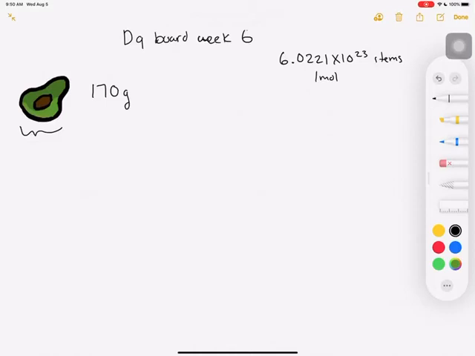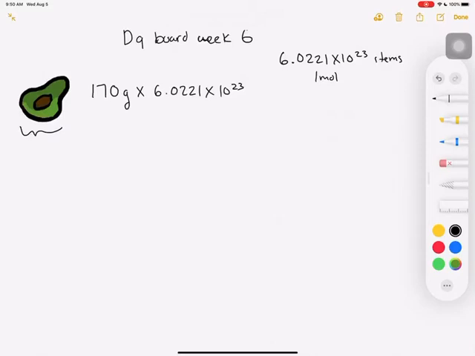Okay, so I'm going to take the total mass of the avocado and I'm going to multiply it times Avogadro's number. This is going to tell me what's the mass of this whole guacamole, or the 1 mole of avocados. 170 grams per every avocado, and I have this huge number of avocados to work with.